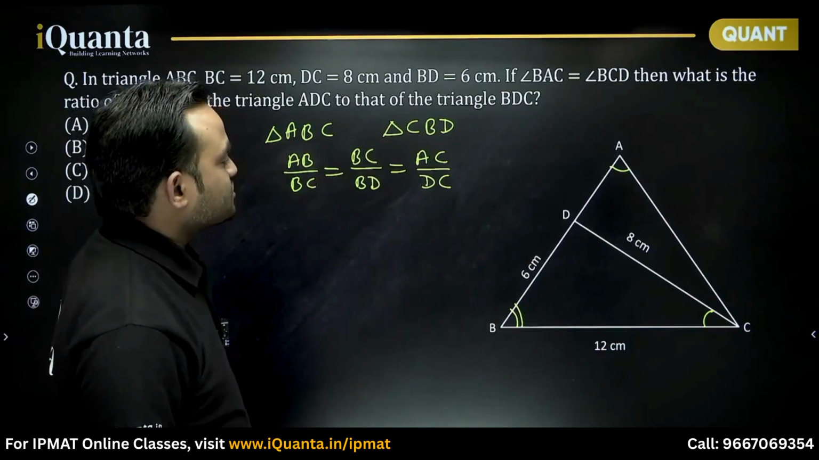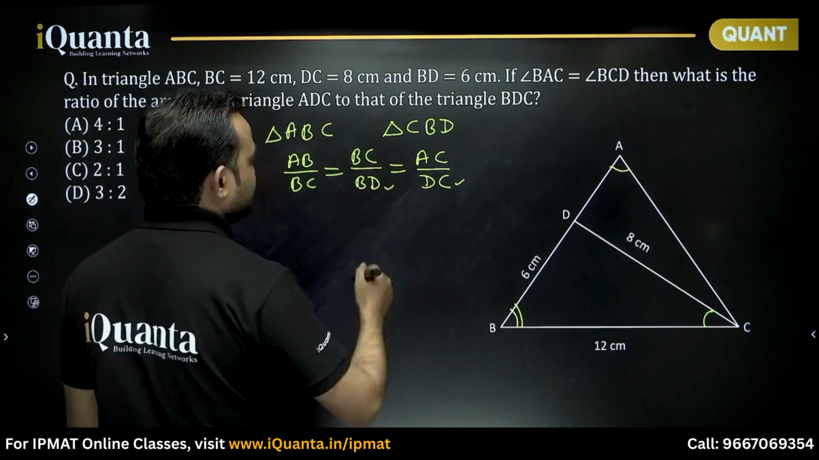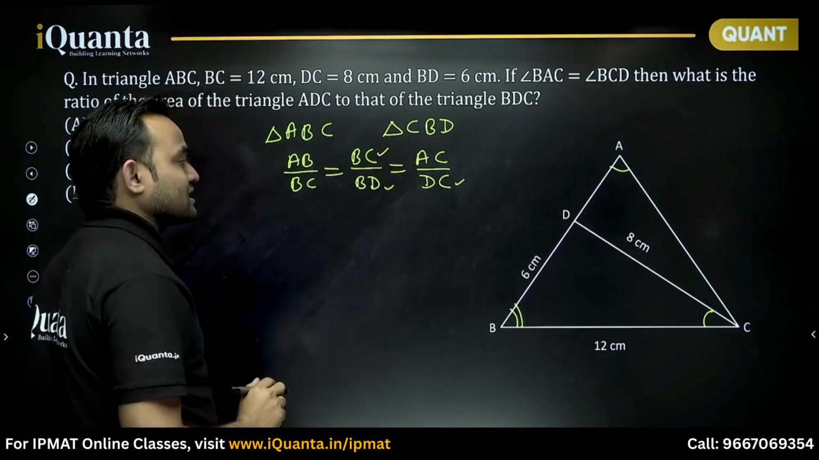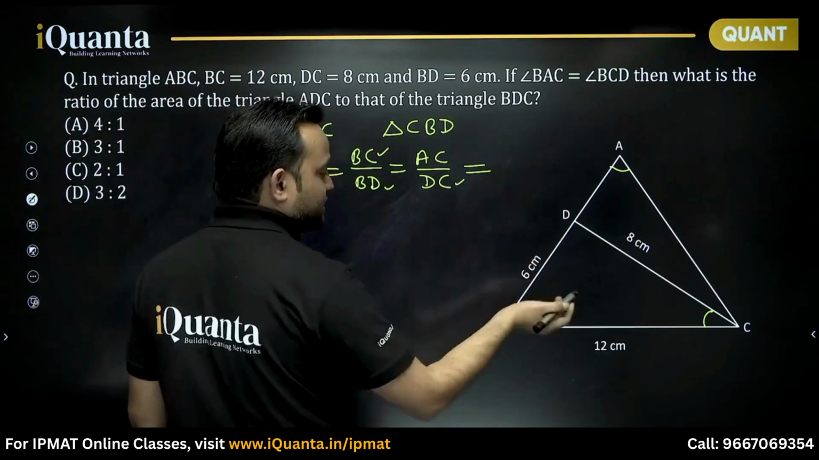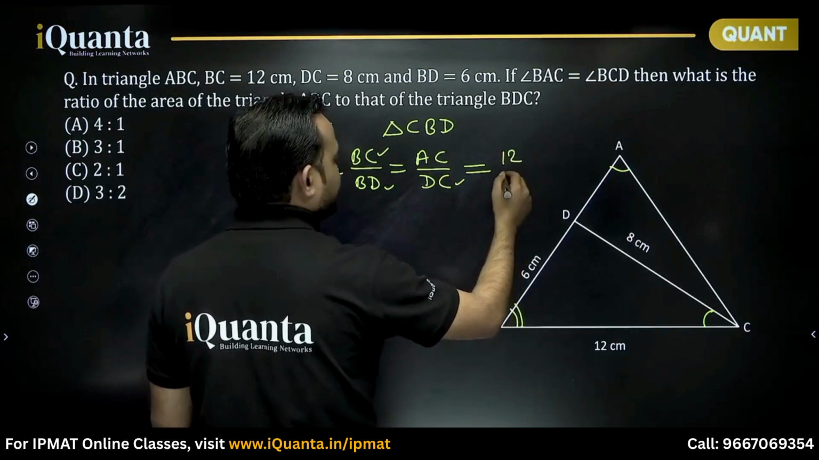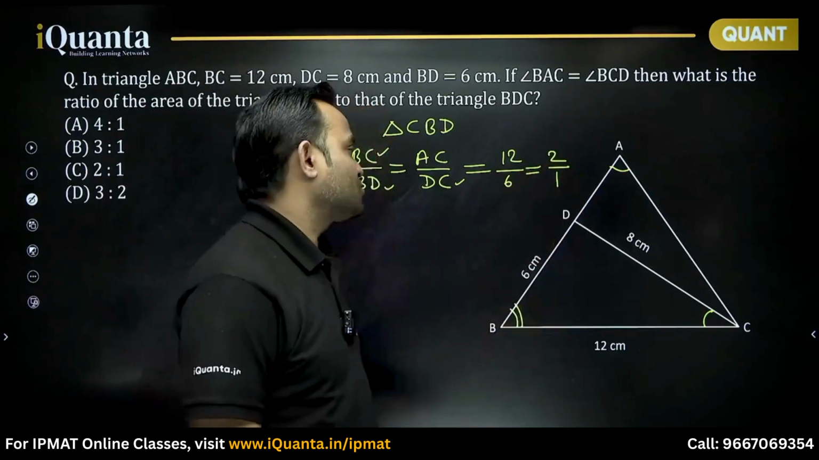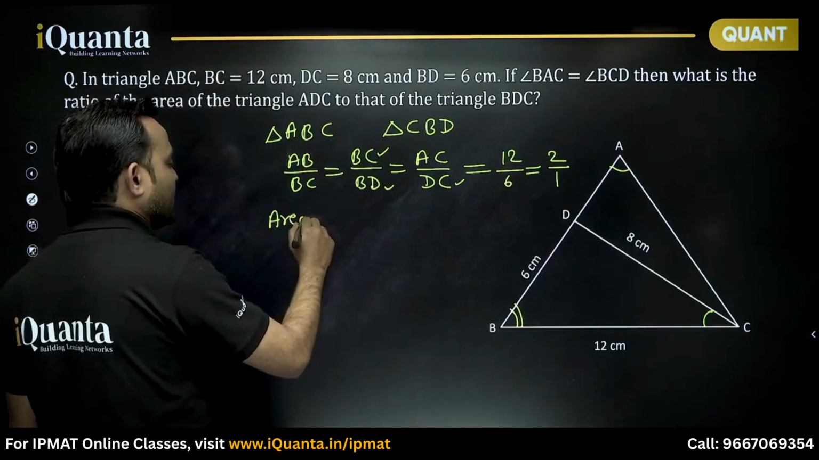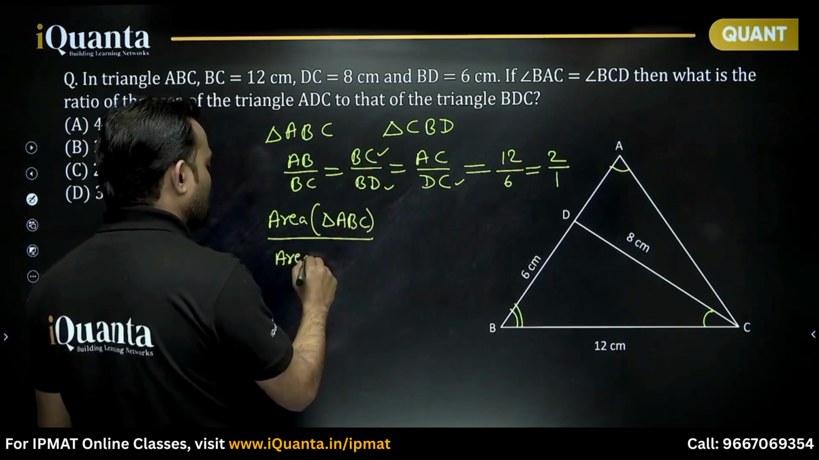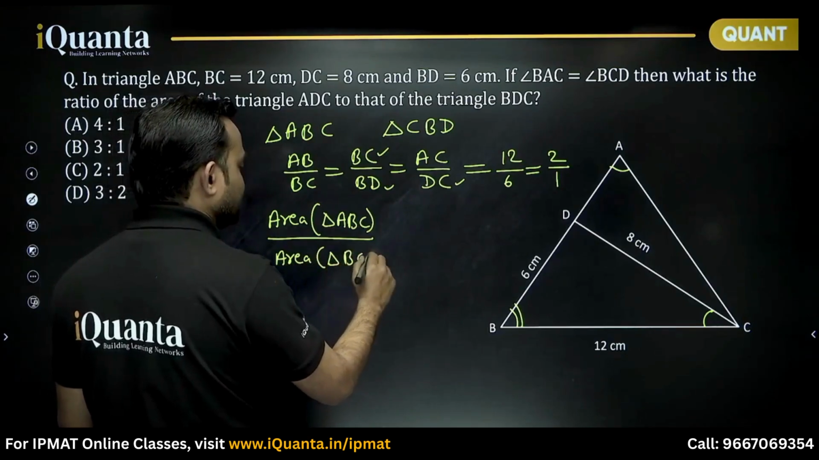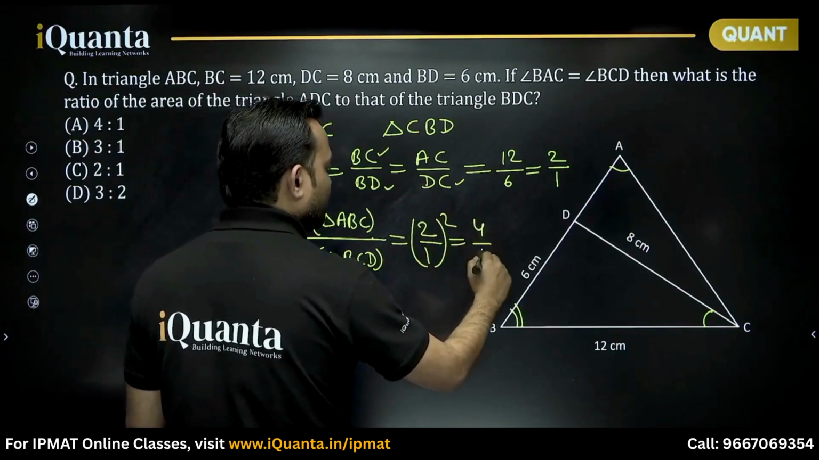This has come. Now which lengths do we have? We have CD, we have BD and we have BC, right? And these are the only three lengths. So see one thing here: what is the ratio BC upon BD? What is the length of BC? BC is 12 and BD is equal to 6. That means 2:1. So the side ratio is given. Ratio of the sides is 2:1. Can we say that the ratio of area of triangle ABC divided by area of triangle BCD will be equal to the square of the ratio of the sides, which is equal to 4/1.